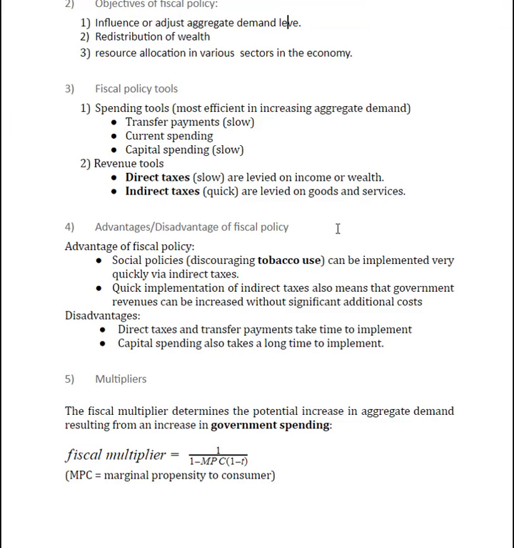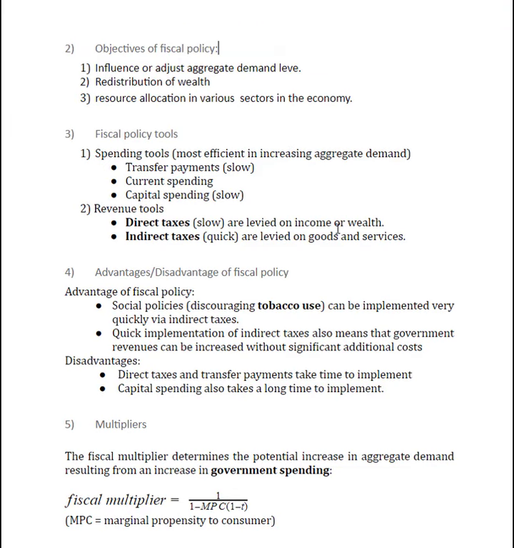There are different objectives of fiscal policy. Basically, they are targeted towards social welfare, adjusting the aggregate demand level, and redistributing wealth. The government makes transfer payments: it taxes one section of society and provides support to other sections, such as medical benefits, social security benefits or unemployment benefits. Those are transfer payments to redistribute wealth from one section to another. There is also resource allocation in various sectors of society. These are the objectives of fiscal policy, and the basic premise is social welfare within the economy.